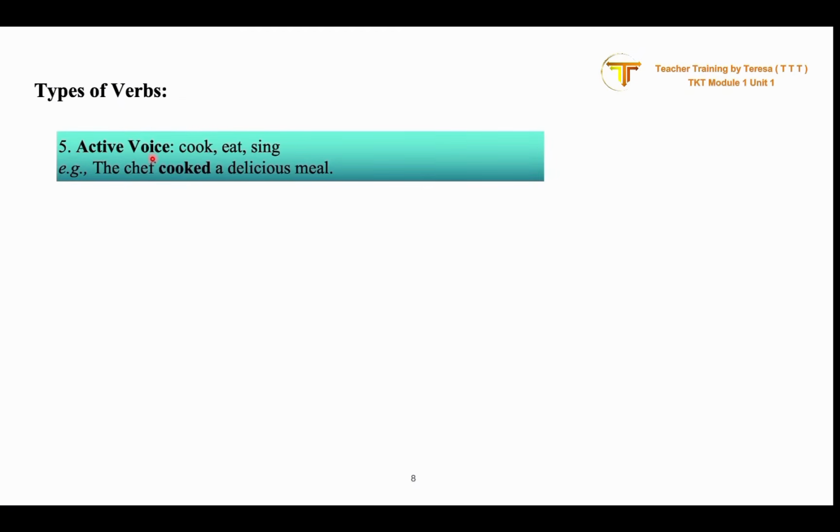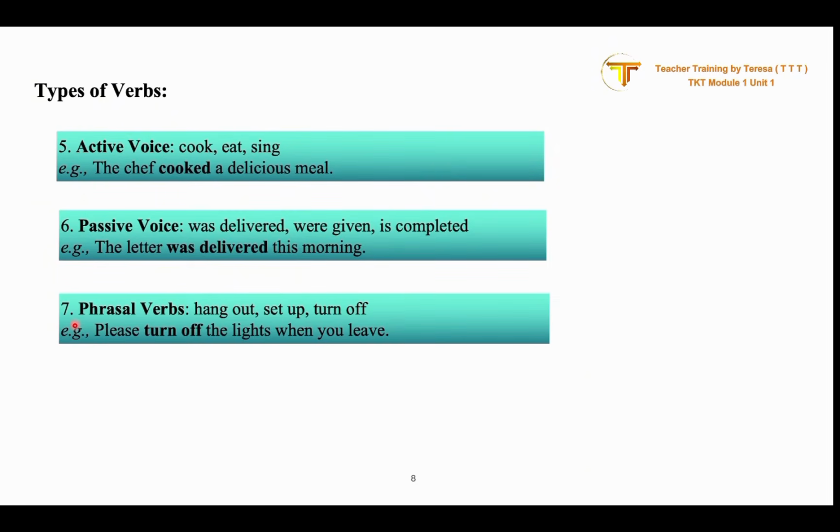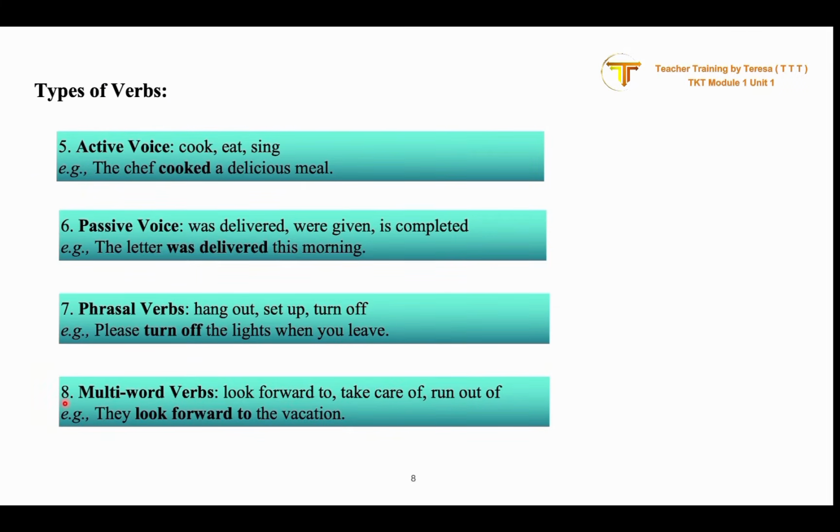5. Active voice: cook, eat, sing. The chef cooked a delicious meal. 6. Passive voice: was delivered, were given, is completed. The letter was delivered this morning. 7. Phrasal verbs: hang out, set up, turn off. Please turn off the lights when you leave. 8. Multi-word verbs: look forward to, take care of, run out of. They look forward to the vacation.